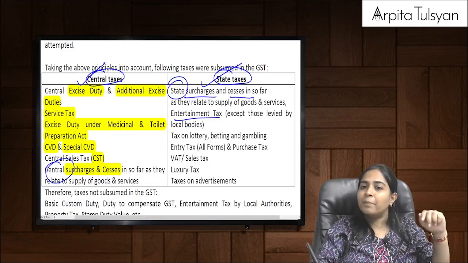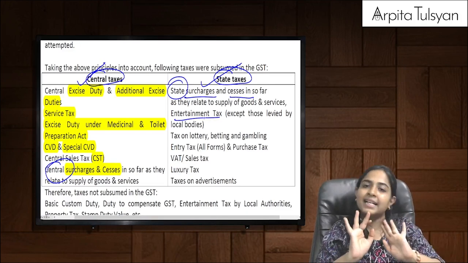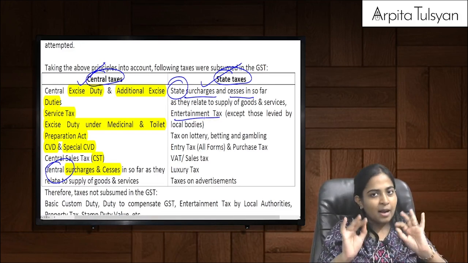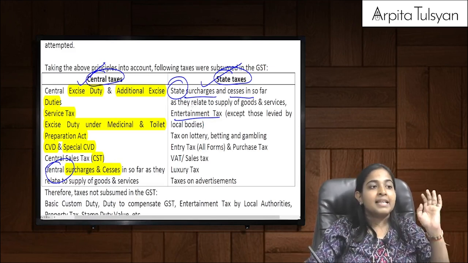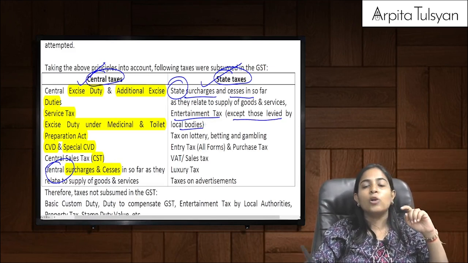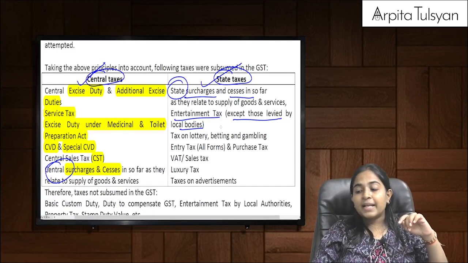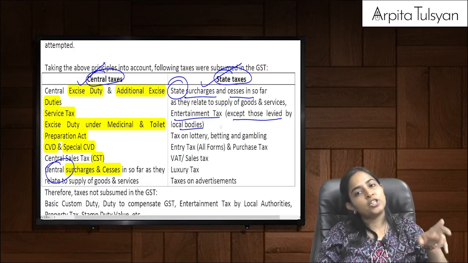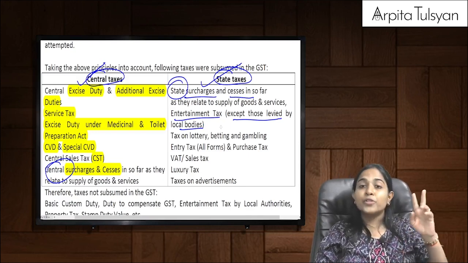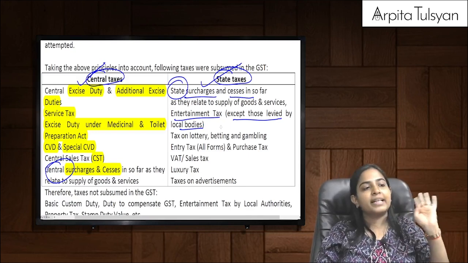Some entertainment tax gone, some entertainment tax still there. Okay, some gone, some still there. Except those levied by the local bodies. You must have heard about municipal corporation. There are some taxes which are levied by municipal corporation. Those are still there. But those which are levied by the state government, that is gone.